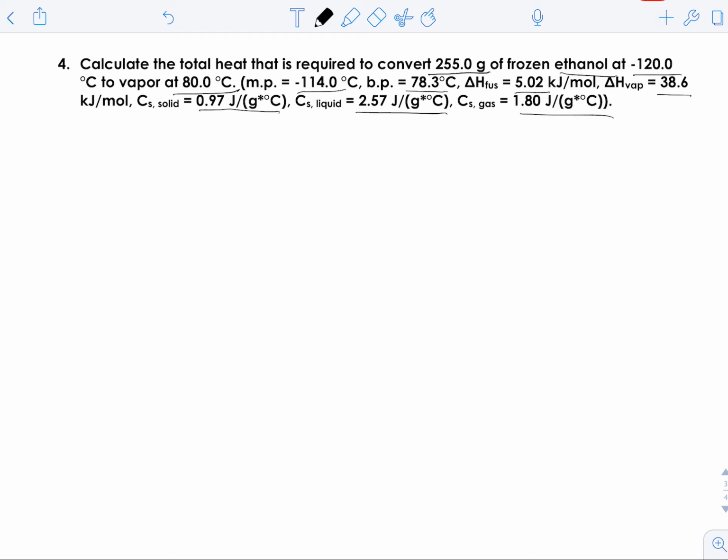Okay, so we're going to be using both grams and moles here. So the first thing I'm going to do is convert from grams of ethanol into moles of ethanol using my molar mass of ethanol, giving me 5.54 moles of ethanol.